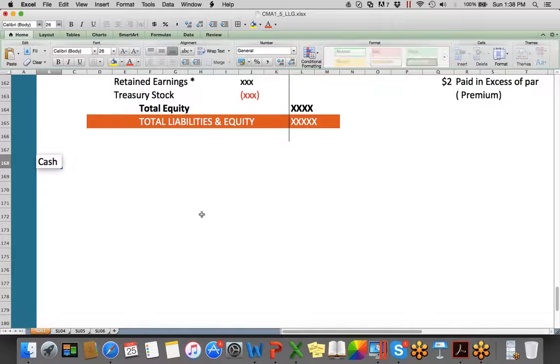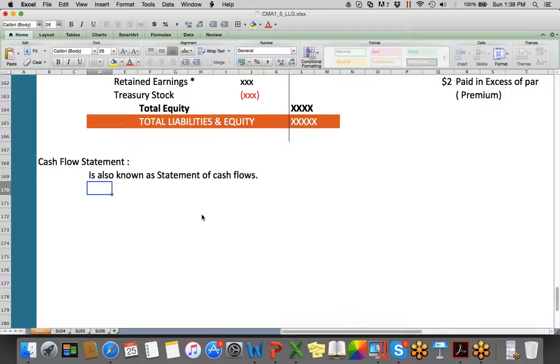Let us discuss today on cash flow statement. Cash flow statement is also called as statement of cash flows.